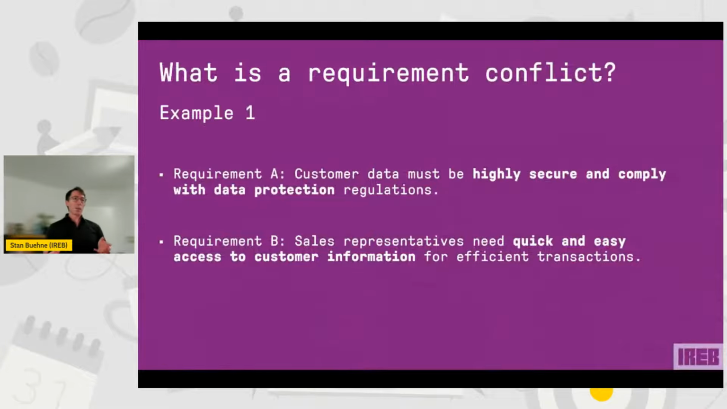So requirements conflicts, what is it? In general, this could be if we have a requirement that's telling us customer data must be highly secure and comply with data protection. And on the other hand, another party is saying, hey, for our sales representatives, this data needs to be quick and easy to access to get this customer information. So on the one hand, we have high security, and on the other hand, this needs to be accessible for each and everyone, at best, at least from the sales perspective, without any authentication. So here we need to identify these topics and we need to find a solution afterwards.